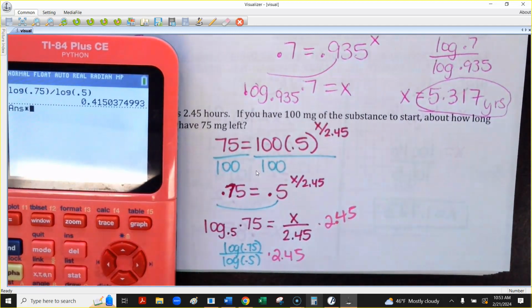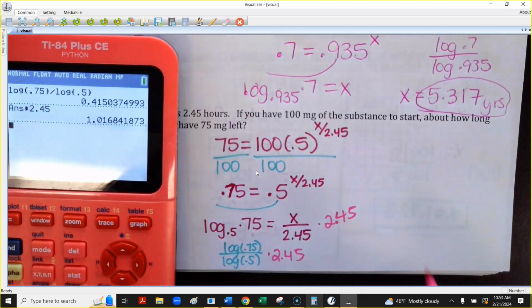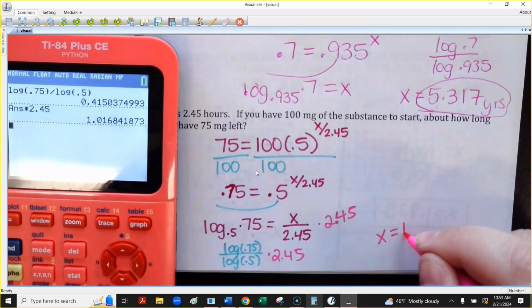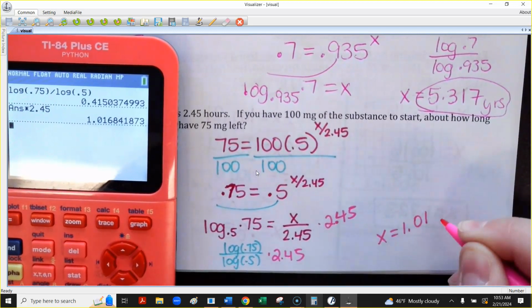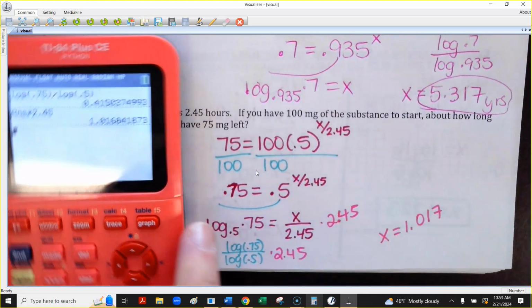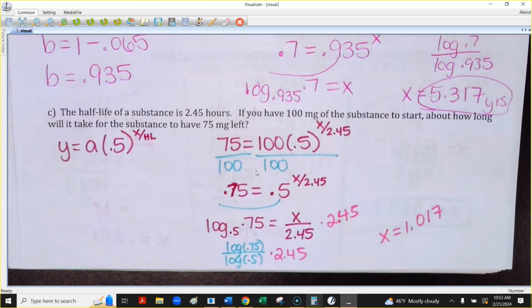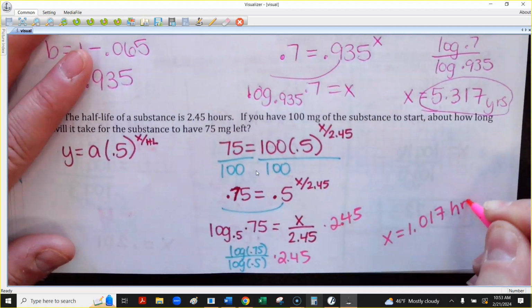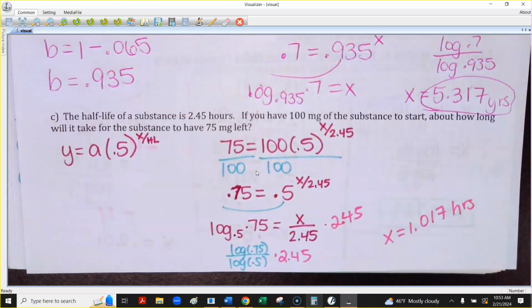So times, oh my gosh, not 24. I did that twice, 2.45. So x is going to be 1.017, and whatever the half-life is, the half-life was in hours. So this is going to take just a little bit more than an hour to get down to 75 milligrams.